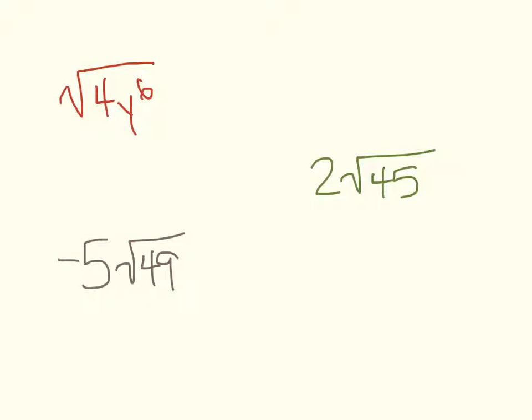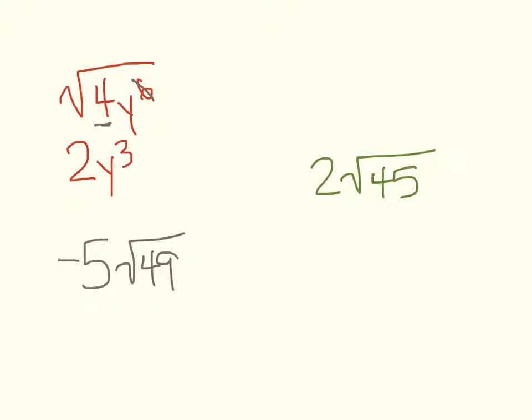And for this one, what we notice is that 4 is a perfect square, right? So we can actually do that and get an actual number. So the square root of 4 is 2. We keep our y because we don't know what kind of number it is. So 2y, and then we take the 6 and we chop it in half. Okay, so our 6 becomes a 3. 2y to the 3rd is our answer.